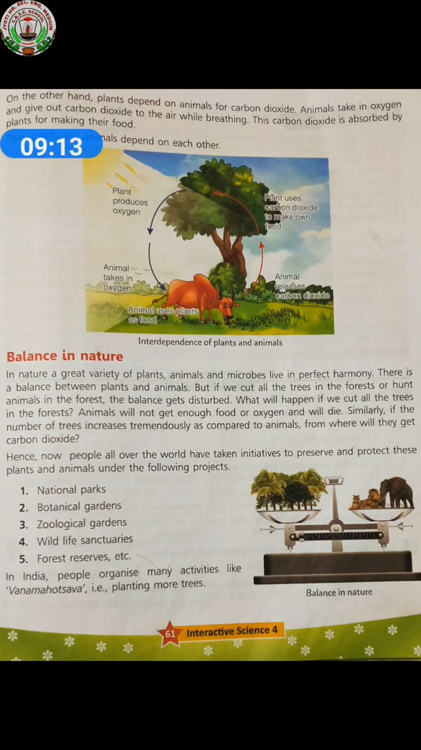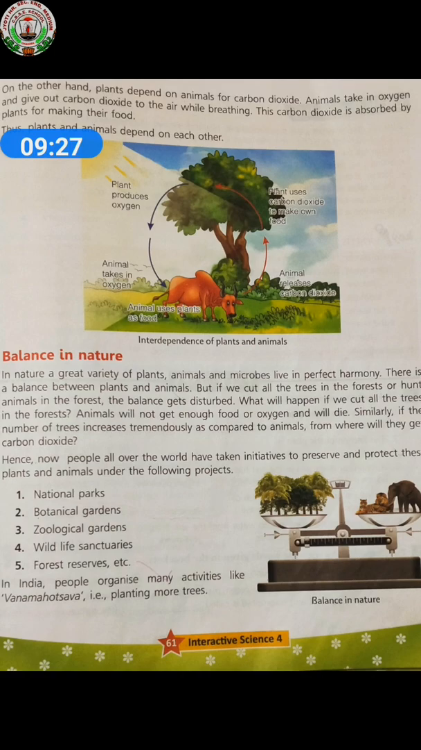On the other hand, plants depend on animals for carbon dioxide. Animals take in oxygen and give out carbon dioxide to the air while breathing. So this carbon dioxide is absorbed by the plants for making their food. Understand, children? Plants depend on animals for what? Carbon dioxide.